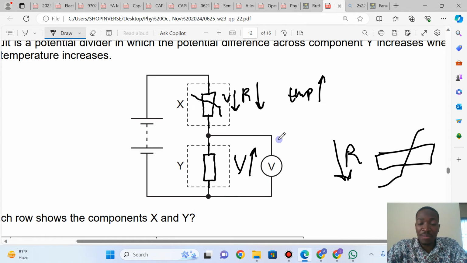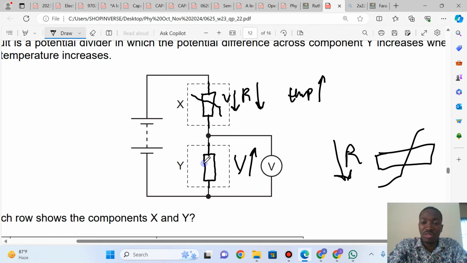If temperature is increasing, it simply means resistance here is reducing. Resistance here reducing simply means its voltage will be low, and as voltage here is low, automatically voltage here will be high, because the total voltage coming from the battery will be shared across these two. So if the voltage here becomes low, this one becomes high.